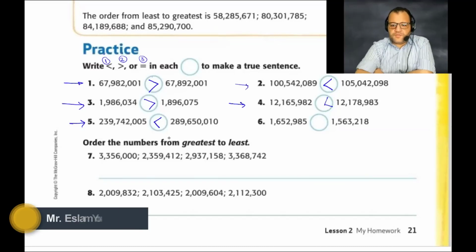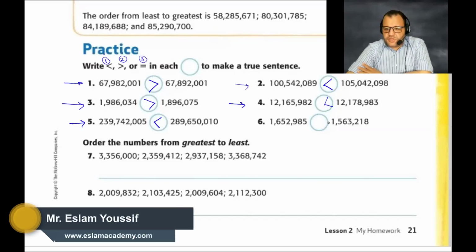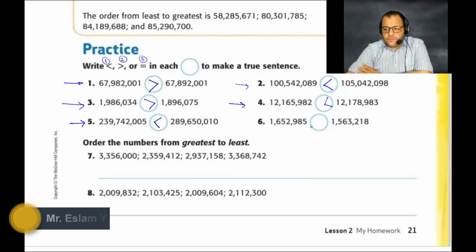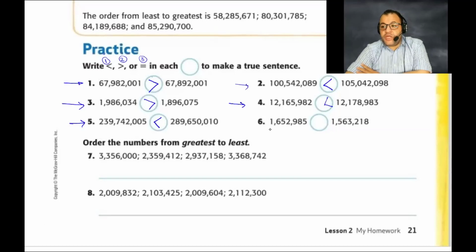So, Hamza, what is the answer for number six? The one on the left. So, read the number. 152,985. Okay, thanks. I finished it all. So, thanks. I need someone to solve with me number seven. Who can solve with me number seven?